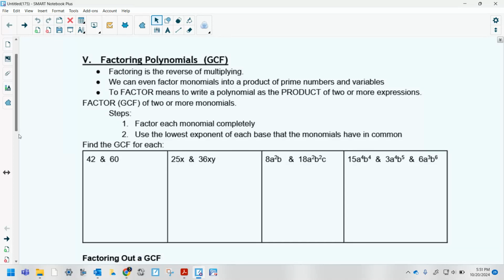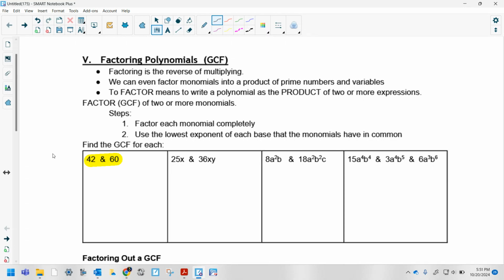Alright, we are now factoring polynomials. This is lesson 5 of this current polynomial unit. And the first question down here is asking you to get a GCF of these two numbers.